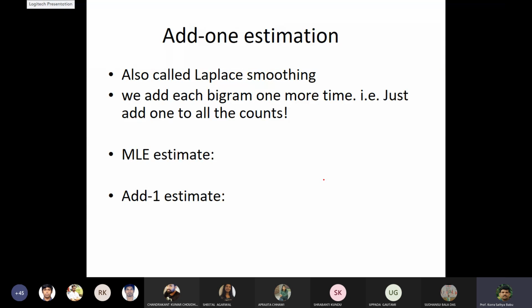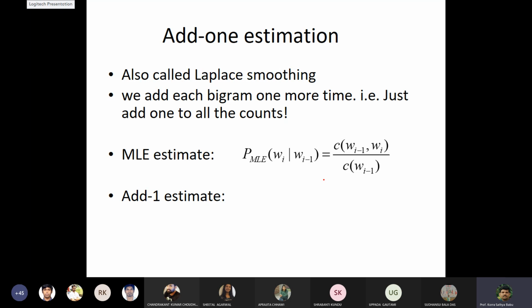Another method that can be used is add-one estimation, or add-one estimate. It is also called Laplace smoothing. So we add each bigram one more time, so one count is added extra, that is, just add 1 to all the counts.